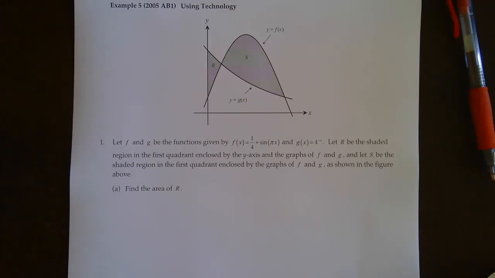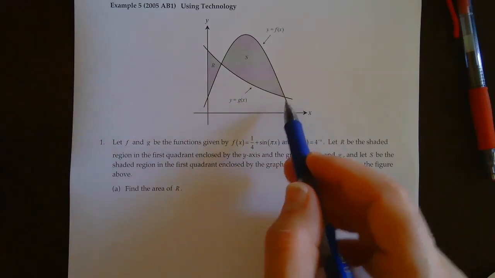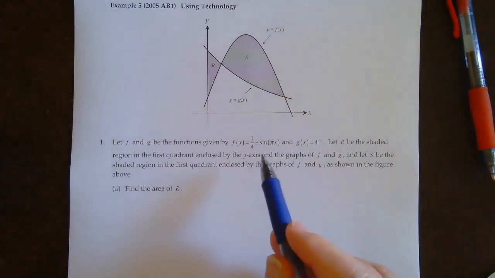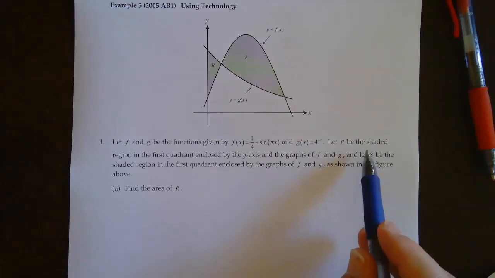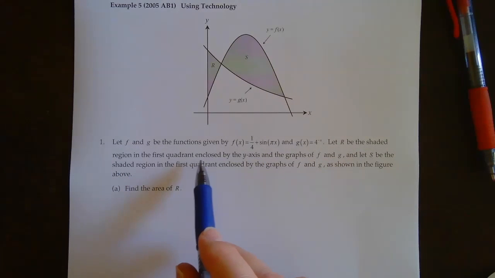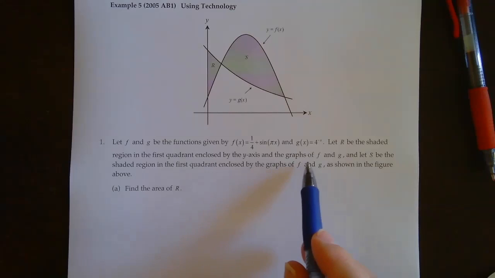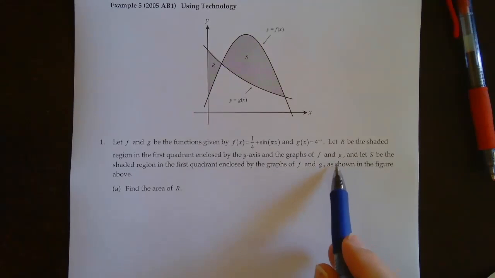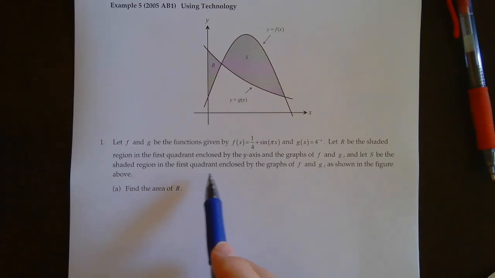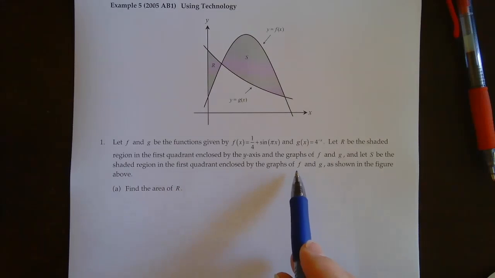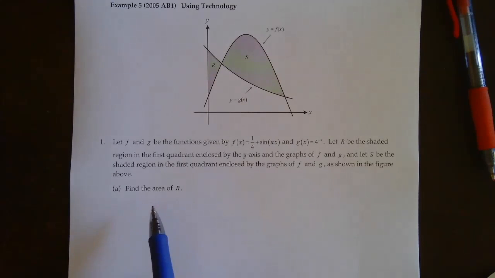Okay, so let f and g be functions given by f of x is equal to 1/4 plus sine of pi x, and g of x is equal to 4 to the negative x. Okay, so this one down here is 4 to the negative x, and this top one right here is f of x, the 1/4 plus sine pi x, okay? Let R be the shaded region in the first quadrant enclosed by the y-axis and the graphs of f and g, okay? And let S be the shaded region in the first quadrant enclosed by the graphs of f and g as shown in the figure above, okay? Find the area R, right? Okay, so find the area R.